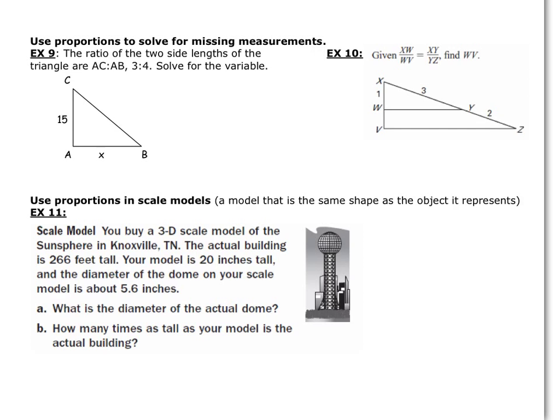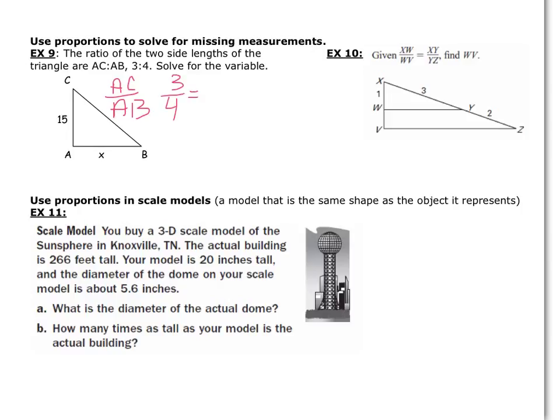Now, of course, we got to get some triangles in there, so you're going to see proportions to solve for missing measurements. Like I said, that's what we typically use ratios for here, is our geometric figures and measurements. So the ratio of 2 side lengths of a triangle, AC to AB, is given as 3:4.